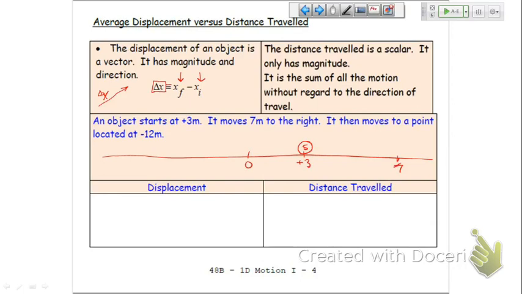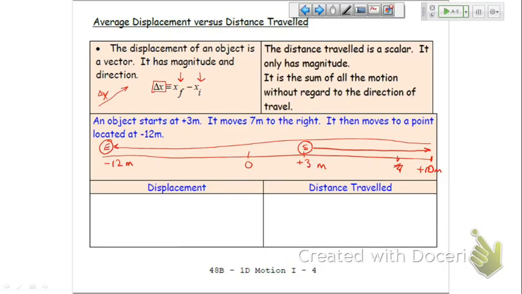Oh man, get rid of that. I want to be over here. I'm now at +10. Went 7 meters to the right. So I started at 3, count another 7, I'm at 10. It then moves to a point located at -12. Oh my word. -12. So there's my visualization. This is the end.